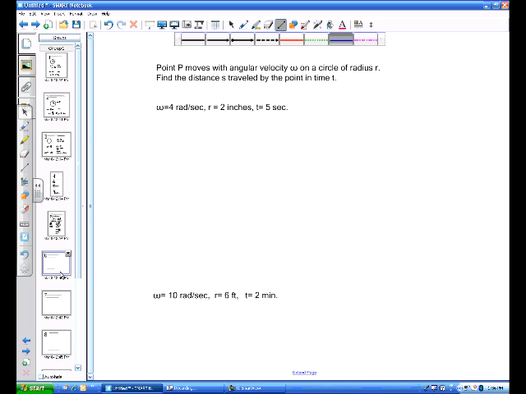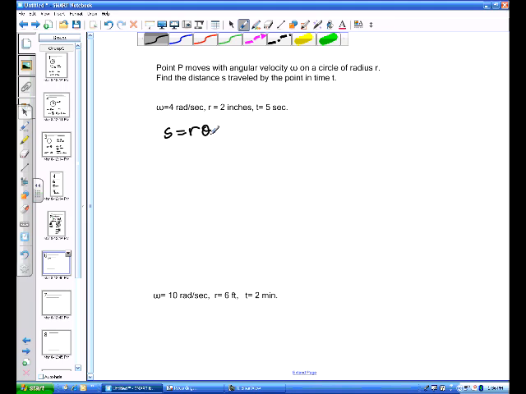It simply says that point P moves with angular velocity omega on a circle of radius r. Find the distance s traveled by the point in time t. So again, we need our distance traveled. Well, we know our formula for the distance on the edge of a circle is s equals r theta.